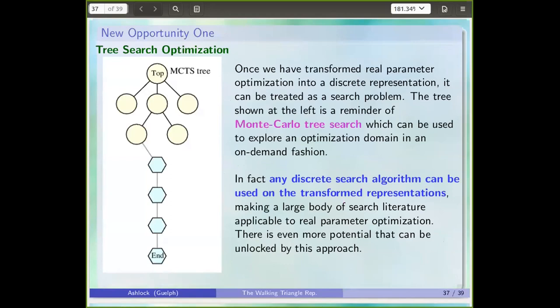So, new opportunity one. That thing on the left is a Monte Carlo tree search diagram. And these were key to the AlphaGo that Google had that got us to algorithms being the best Go players 20 years sooner than everybody thought. But in fact, once you've discretized the specification of real parameters, any discrete search algorithm, including all those tree search algorithms that we teach people in second and third year computer science, can be used to do real parameter optimization. And I'm just starting to explore that space. I know that other people have used Monte Carlo tree search to do traveling salesman problems successfully. And one of my students and I are exploring using it to do real parameter optimization.